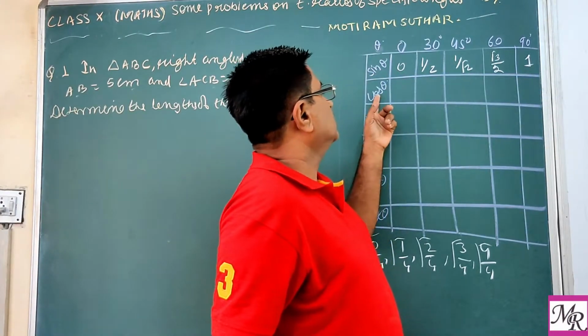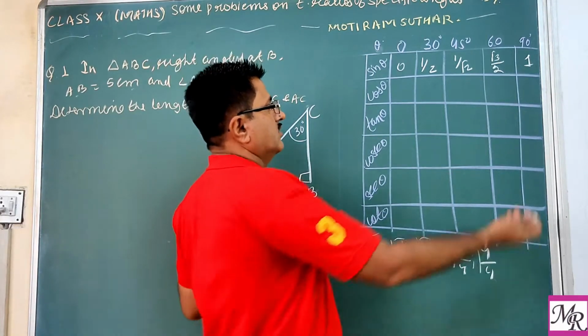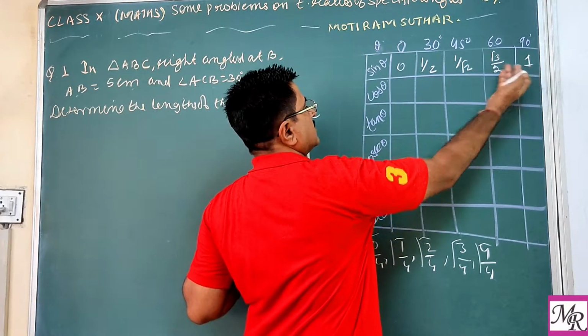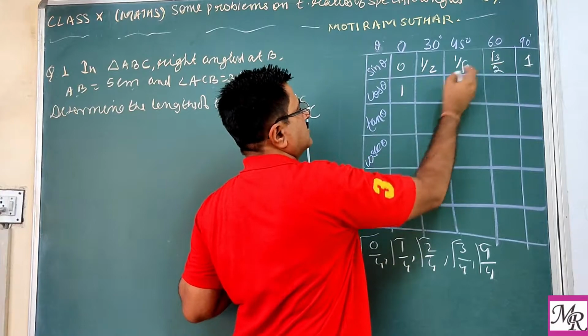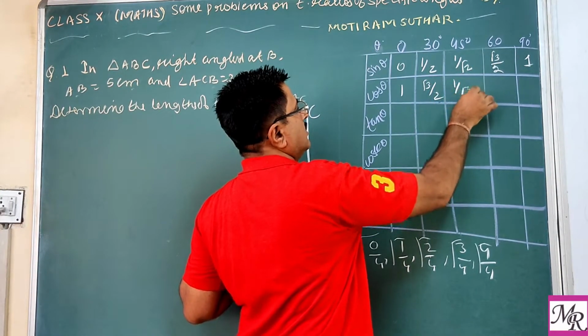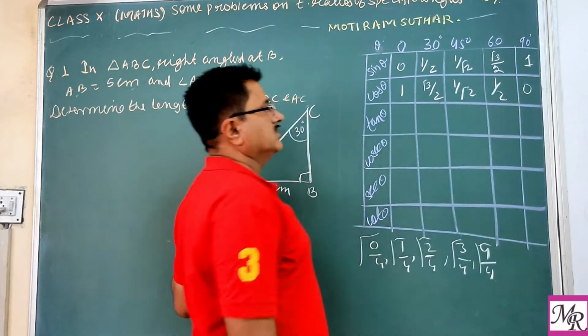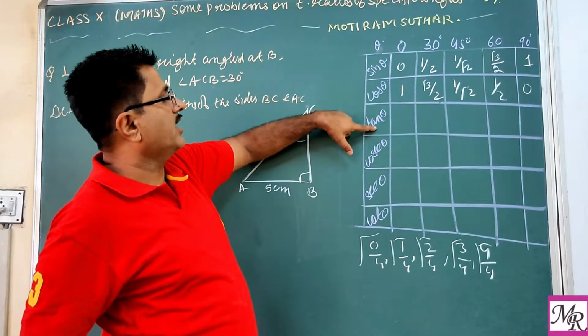Now cos theta we take in reverse order. Whatever we wrote for sine, we take here first 1, then root 3 by 2, then the next value, and so on. So we get this. Now you can easily calculate tan theta.